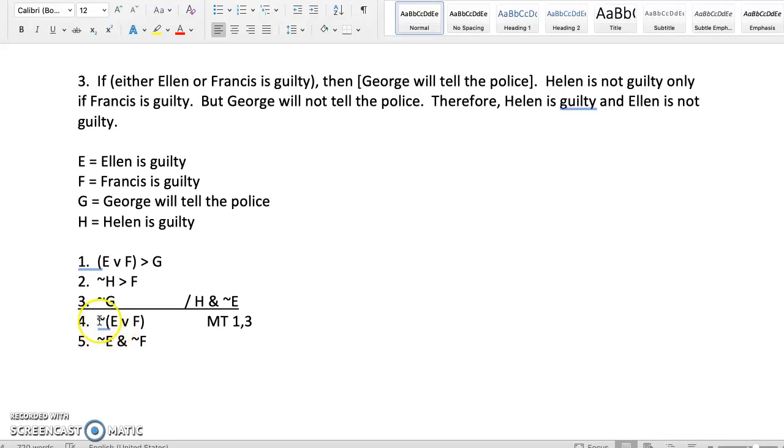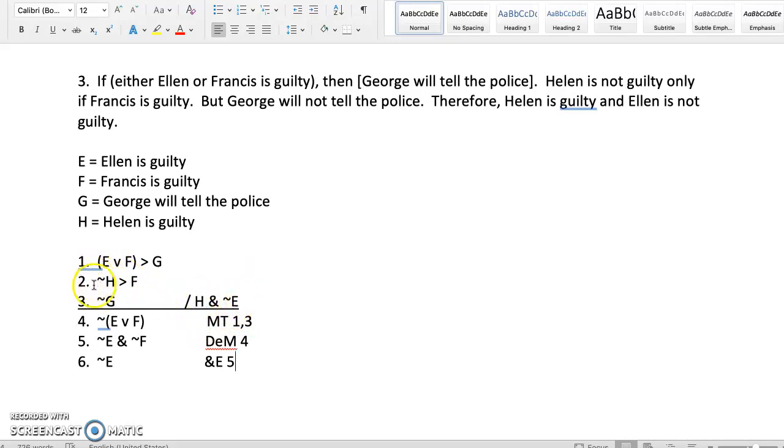So the De Morgan's rule has the effect of pushing the negation inside the parentheses onto both sentences and changing the disjunction to a conjunction. All right, so that's De Morgan's on line 4. So now I can do a conjunction elimination on 5 to get not E. So there's half of my conclusion. Okay, so the other half is H.